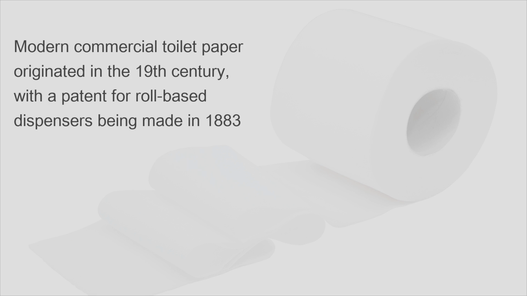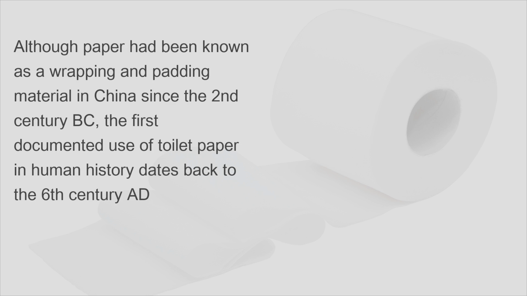Modern commercial toilet paper originated in the 19th century, with a patent for roll-based dispensers being made in 1883. Although paper had been known as a wrapping and padding material in China since the 2nd century BC, the first documented use of toilet paper in human history dates back to the 6th century AD.